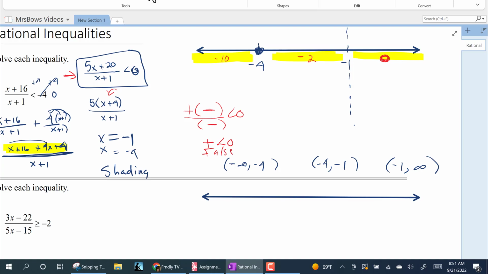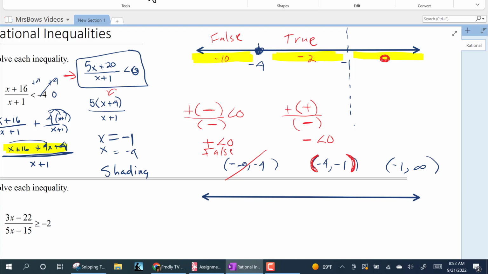So in this region, the graph will not be below the x-axis. So we can rule out that interval. Okay, now we're going to put negative 2 in, we still have that positive 5 on the outside. Negative 2 plus 4 is positive 2. Negative 2 plus 1 is negative 1. Now look at what we have. Positive divided by negative is a negative. Is a negative number less than 0? That would be true. That means this interval, somewhere in the graph, that works.